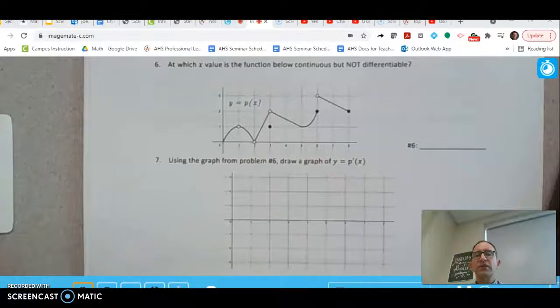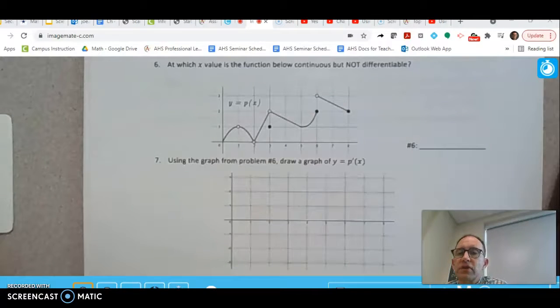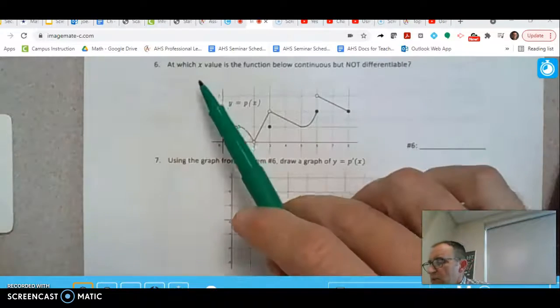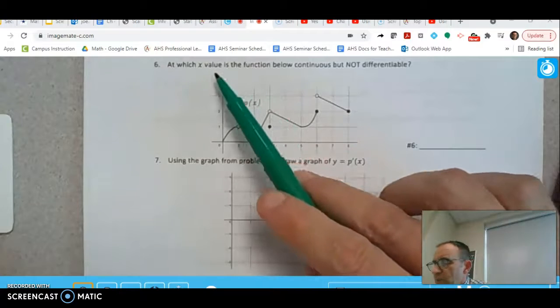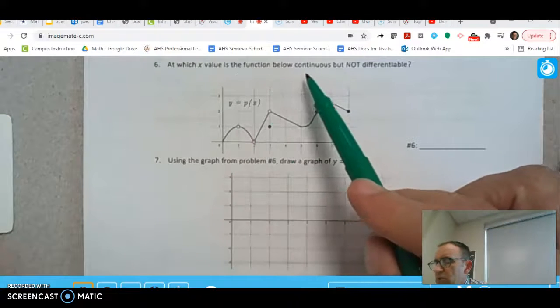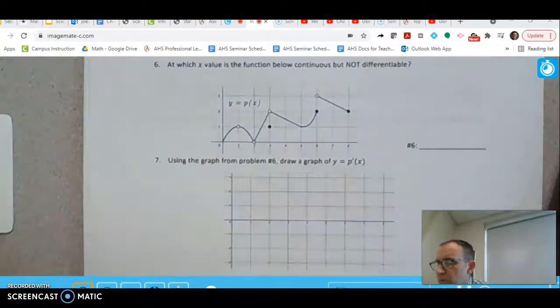So I wanted to go through number 6 and 7 on the worksheet that we did today to review for our quiz tomorrow over average rate of change and instantaneous rate of change, or average rate of change, slope of the secant and slope of the tangent. So this question asks, at what x value is the function continuous but not differentiable?